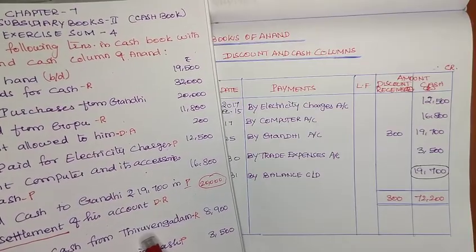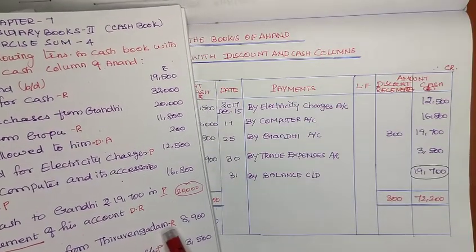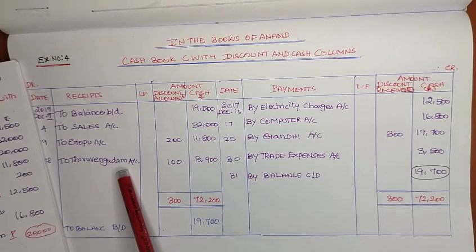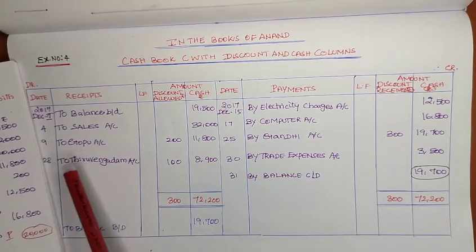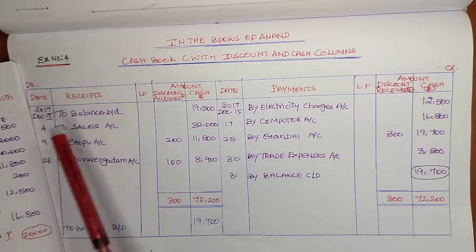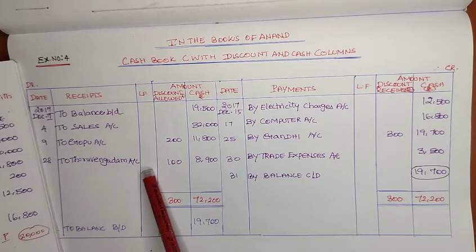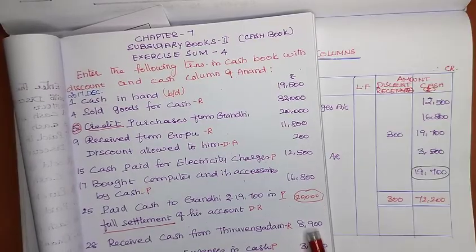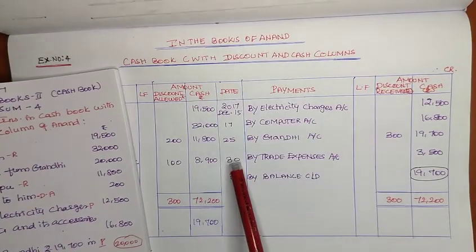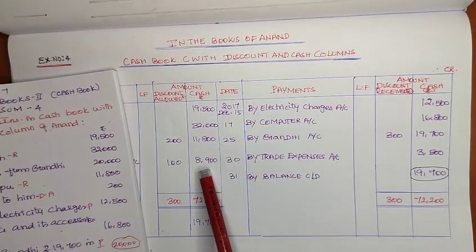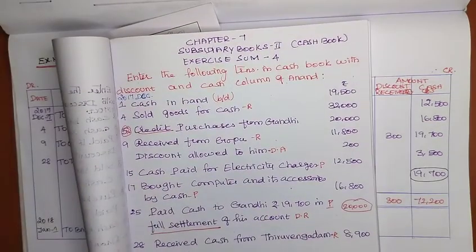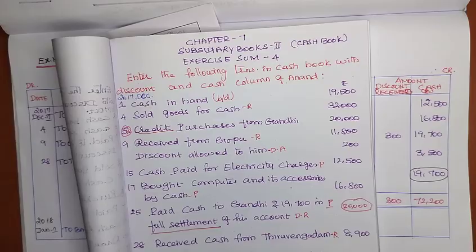Okay, so received cash means you go to receipt column, receipt side, dated on 28, to whom you received cash from Thiruvengadam. So you have to write the name of the person in the receipt column, whose name is Thiruvengadam. Always started with to on debit side. So to Thiruvengadam account, how much rupees you received? 8,900 rupees. Okay, you entered that amount on the cash column.